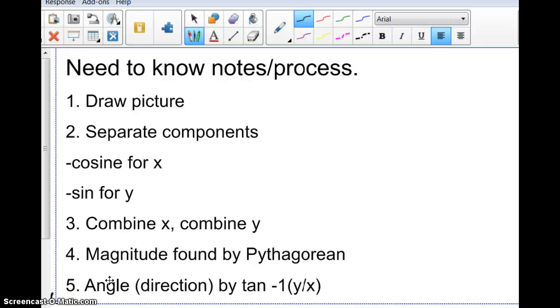Number 3 is after we do take the two different values for the components, when there's two vectors, we're going to combine them. So we'll combine our x values, combine our y values, and we will determine our magnitude, number 4, by using Pythagorean theorem.